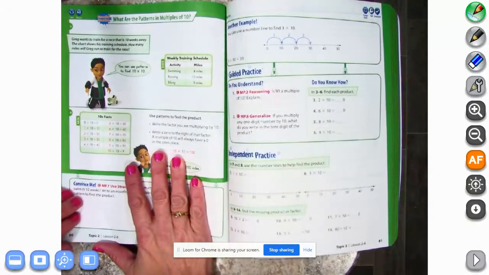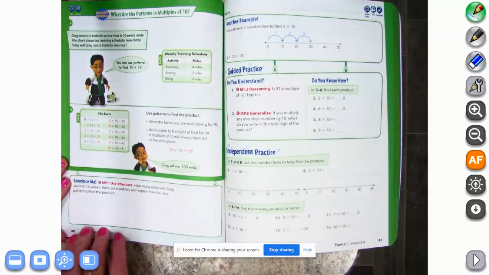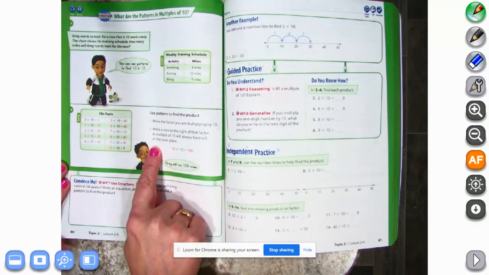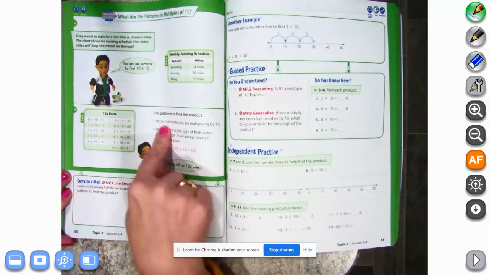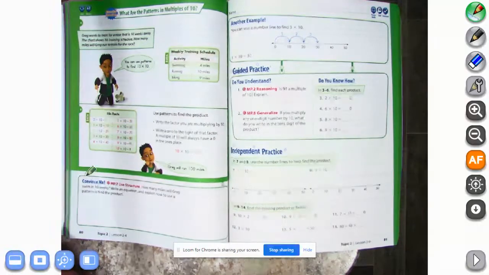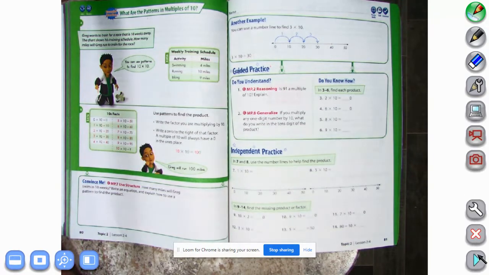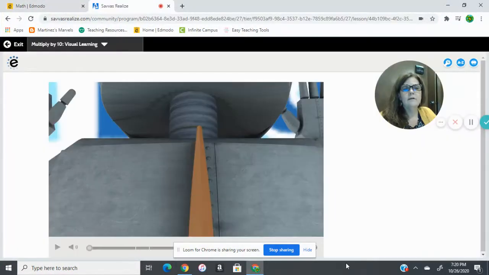So we're going to be talking about patterns in multiples of 10. So this page 80 is going to go along with our video. We have a new student in our class, Sophia, and so this will be her first official lesson. So Sophia, you can turn to page 80. Everyone else can turn to page 80. And then I'm going to go back out right now and get our video started. All right. So we're going to start our video.